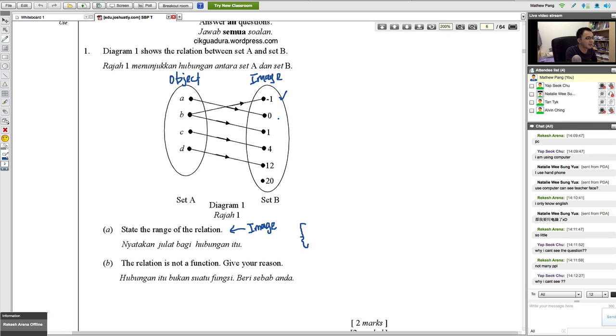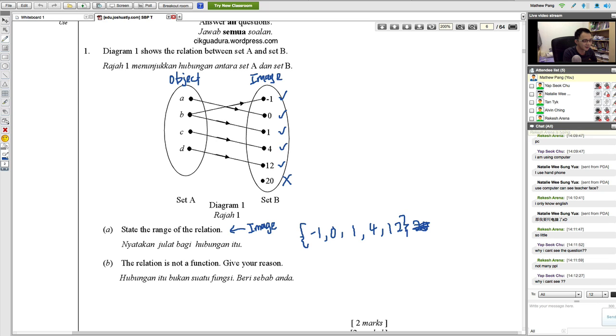So the range will be -1, 0, 1, 4, and 12. 20 is not in the range because it does not connect with an object. So I will write the range as -1, 0, 1, 4, 12, and I will stop here. Okay, so this is the range. I think you only get 1 mark.